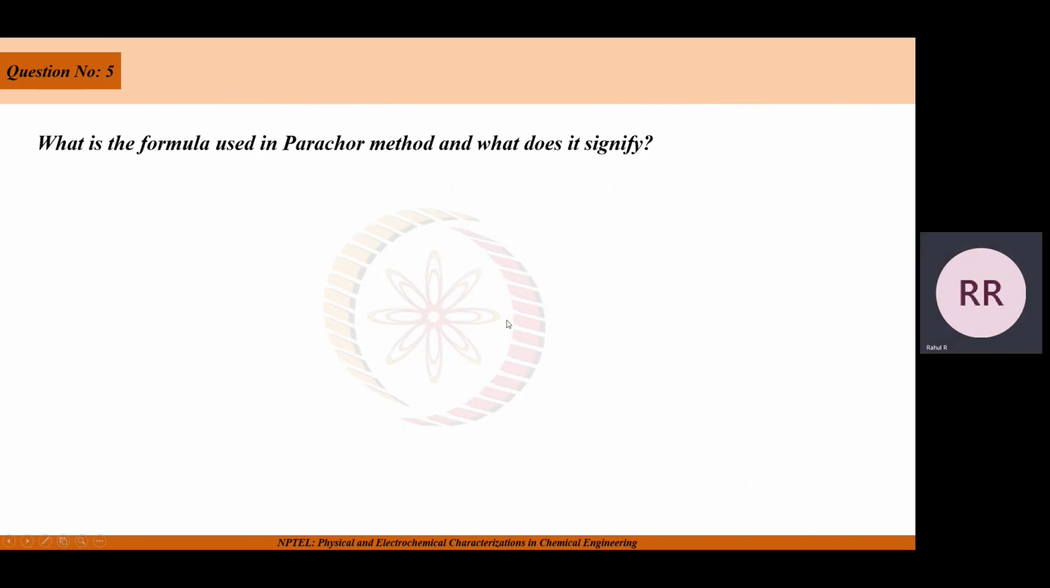Okay. So the next question is, what is the formula used in the Parker method and what does it signify? There's a particular method that we have studied to analyze the surface tension. So what is that formula which we'll be using in the Parker method, and what does it signify? Let me give you a few seconds to think over it, then we'll discuss that also with you.